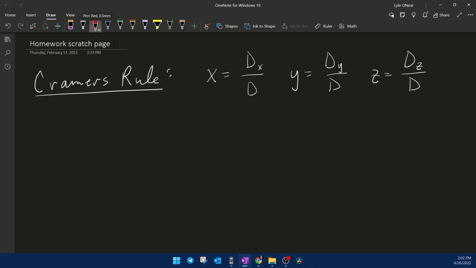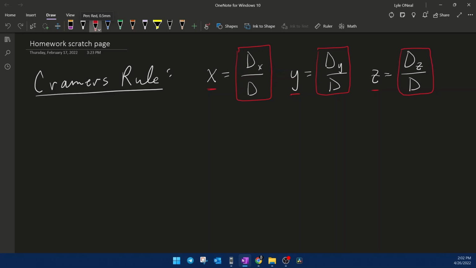So in a nutshell, here's what Cramer's rule says. It says, hey, do you want to find the solution for x? It's going to be D sub x over D. The answer for y, D sub y over D. And if you have three equations with three unknowns, the answer for z would be D sub z over D.